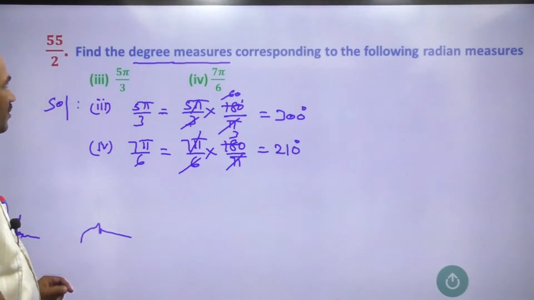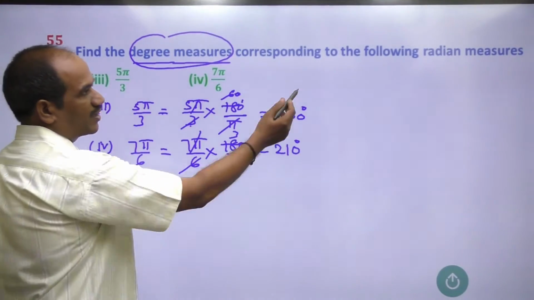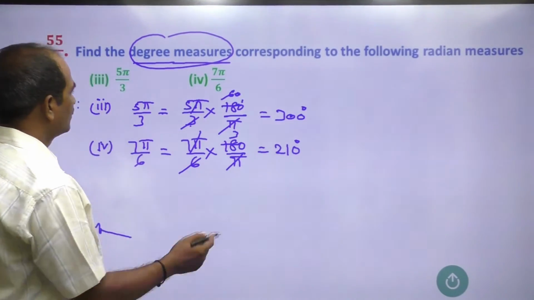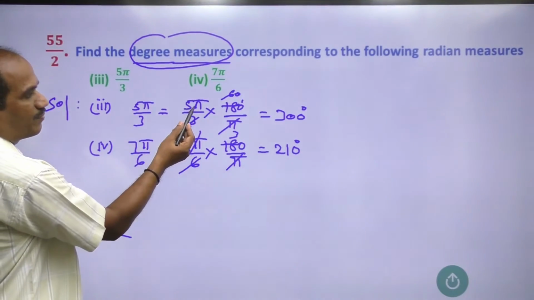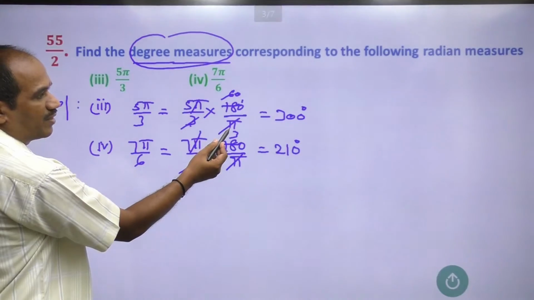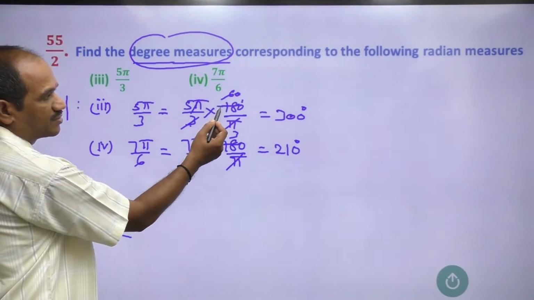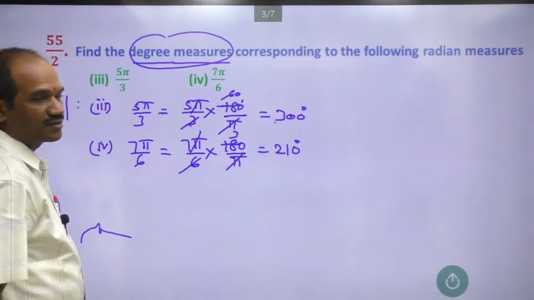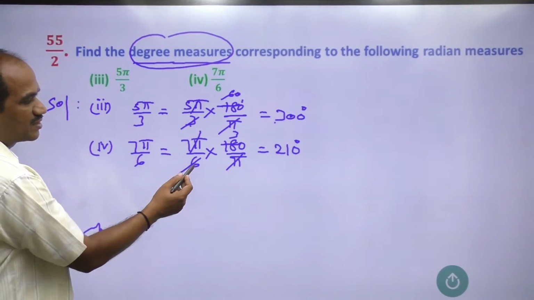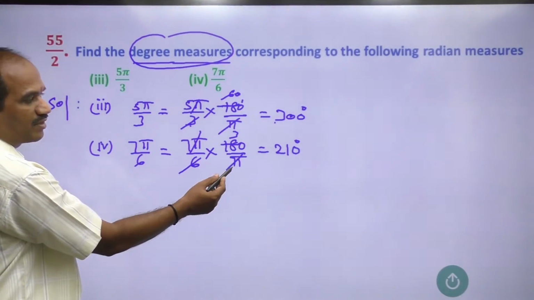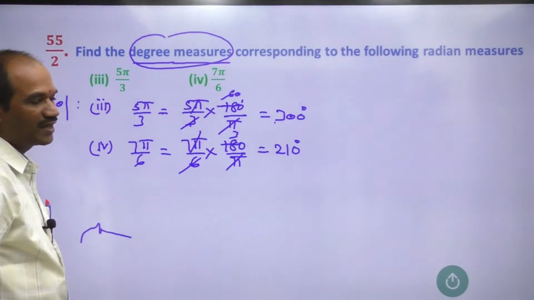In the second one, find the degree measure corresponding to the following radian measure. In this third one, 5 pi by 3 is equal to 5 pi by 3 into 180 by pi. Degree measure, multiply by 180 by pi. Pi gets cancelled, 3 times 60, so 5 into 60, 300 degrees. Next, the fourth one, 7 pi by 6 into 180 by pi. 6 times 3, so 7 into 3, 210 degrees. Okay.